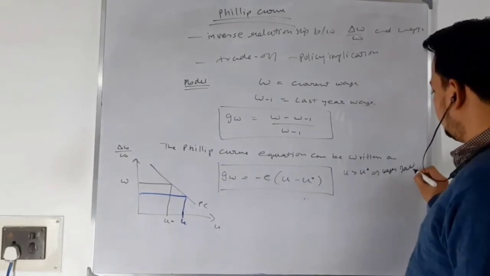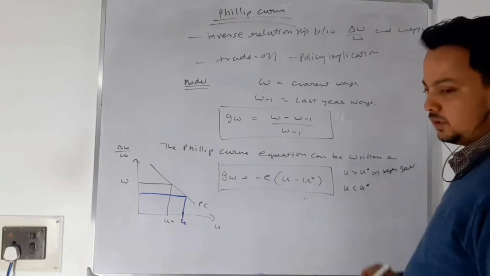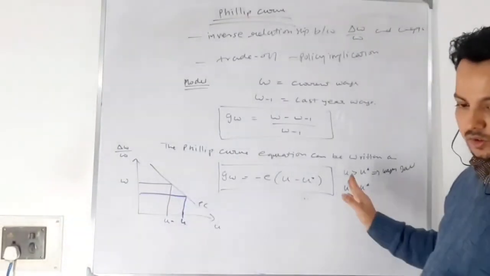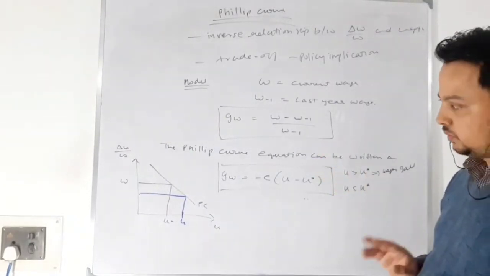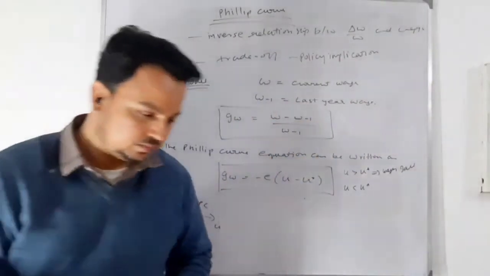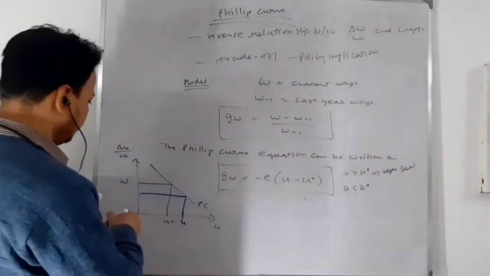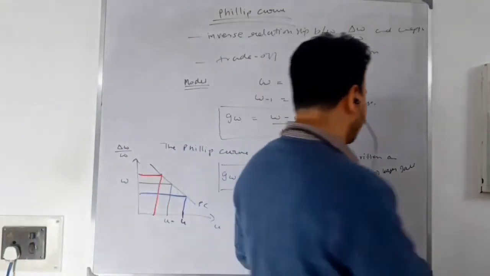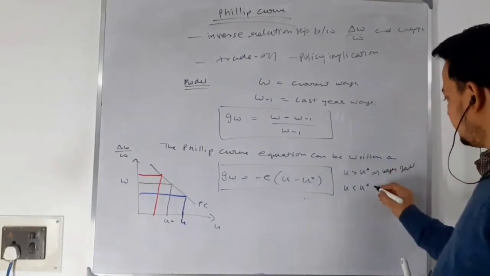Wages fall when U is less than U star, that is, when unemployment falls below your natural rate. That means there is more demand in the economy. You are producing above your full employment level of output. Remember that graph when I drew it. When actual unemployment is less than your natural rate, the output you are producing is more than your full employment output. This situation will arise: the economy will have wage inflation. That means wages are rising.